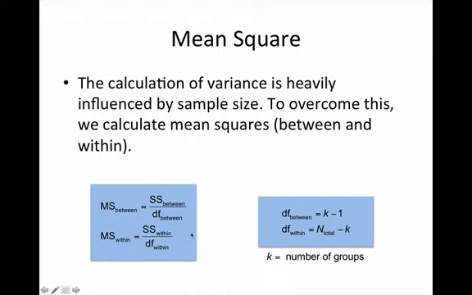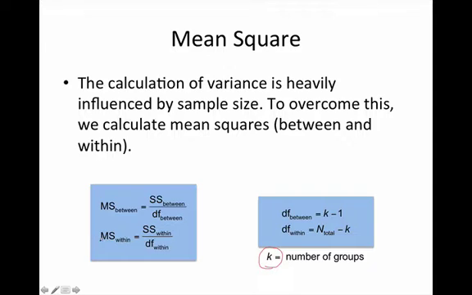Now, the calculation of variance, the sums of squares, is really heavily influenced by sample size. And so to overcome this, we calculate what's known as a mean square in analysis of variance terminology. And we do this between and within groups. So I can solve for the mean square between, for example, by taking my sums of squares between and dividing by degrees of freedom between, where the degrees of freedom is defined by k minus 1, where k is the number of groups. So if I have 3 groups in my study, then 3 minus 1 is 2. My denominator here is going to be 2. If I have 5 groups, my denominator is going to be 4, etc.